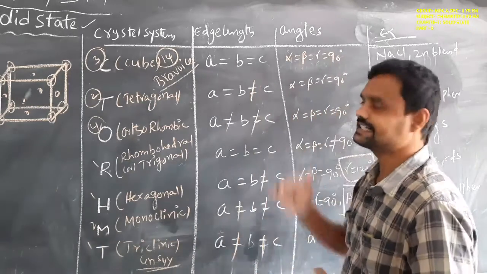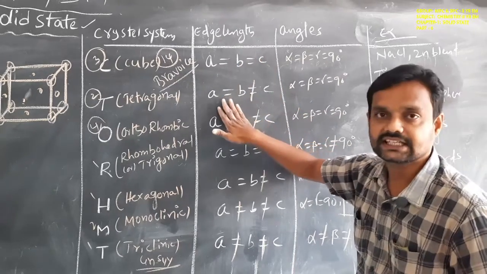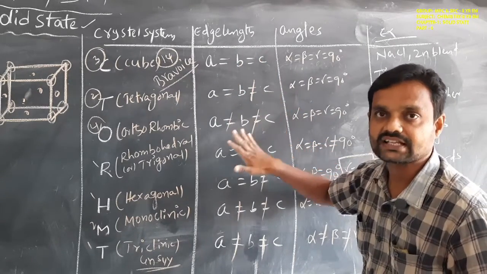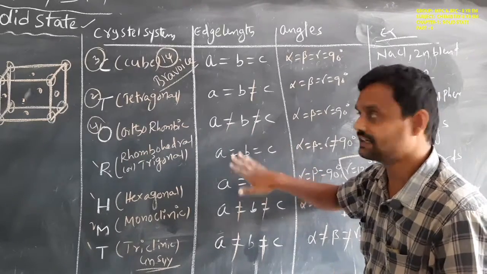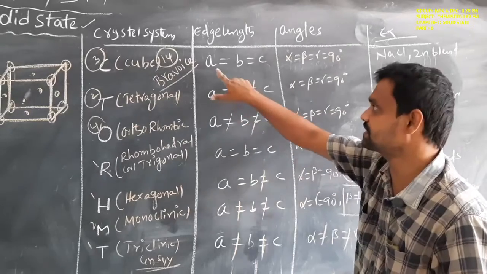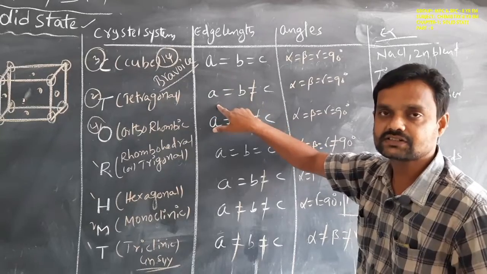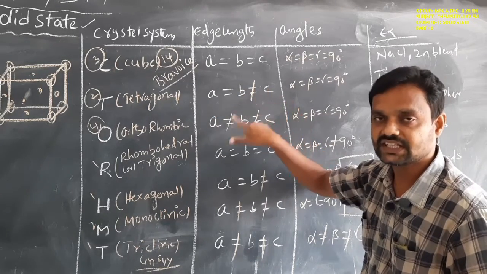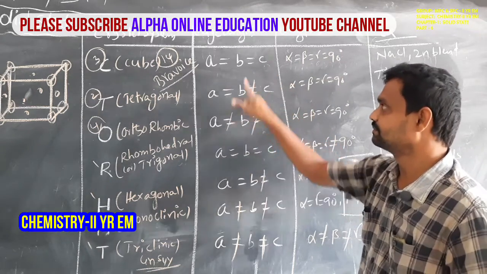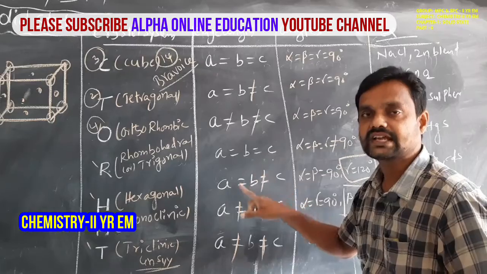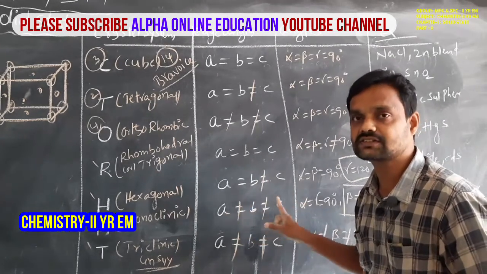CTORHMT. Then the edge lengths. First, A is equal to B is equal to C: all edge lengths are equal. Then A is equal to B is not equal to C. Then A is not equal to B is not equal to C. Then again this 3 repeats: A is equal to B is equal to C, A is equal to B is not equal to C, A is not equal to B is not equal to C.